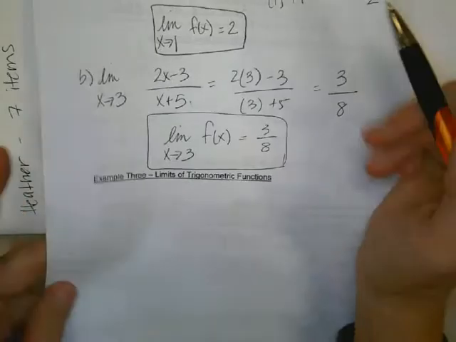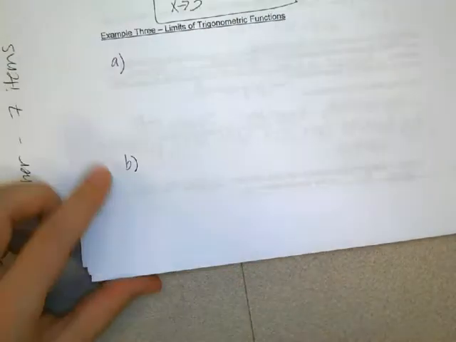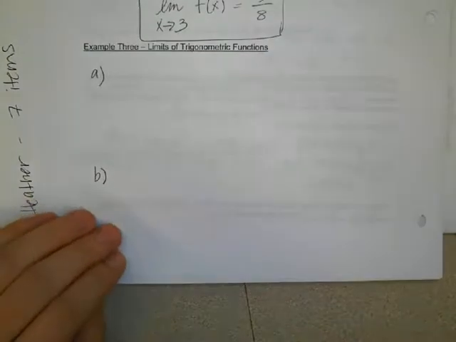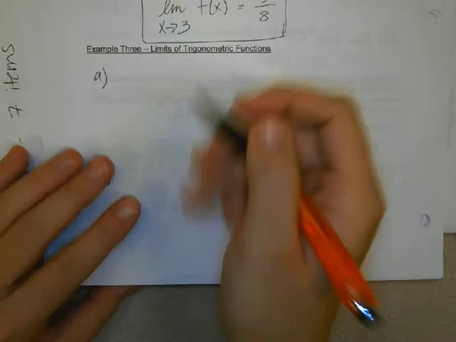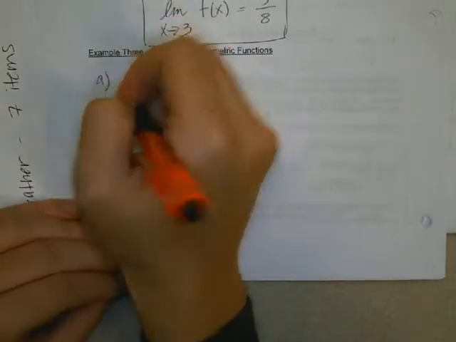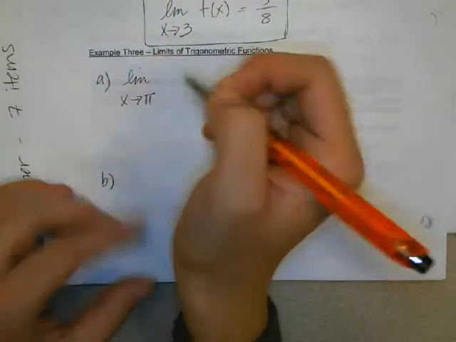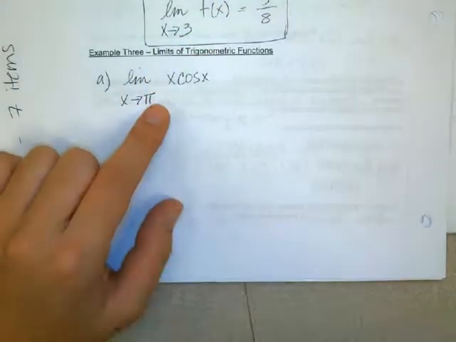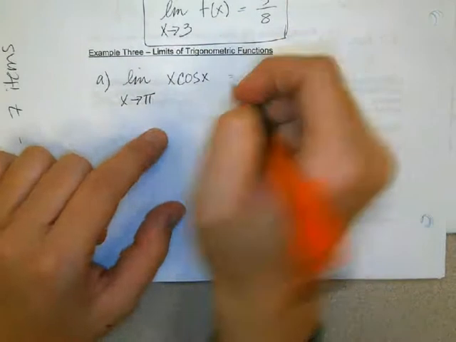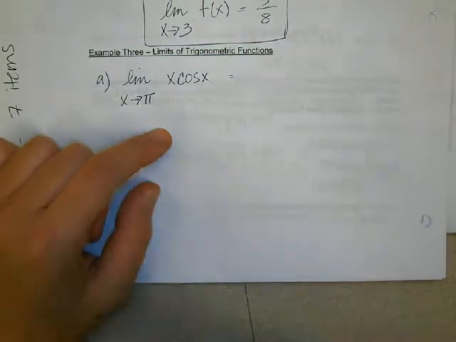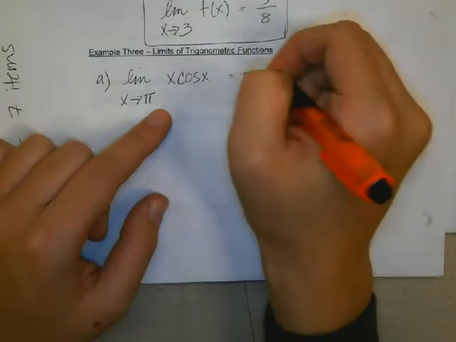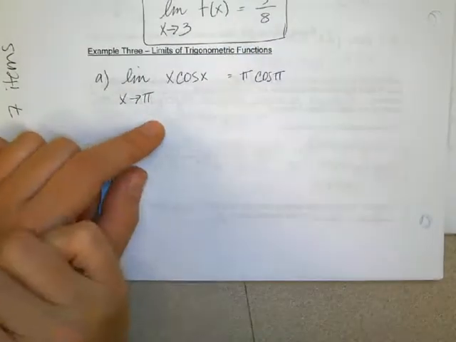Alright, make an a and a b here. Now, you will sometimes have functions that have trig parts to them, such as this one. The limit as x approaches pi of your function x times cosine x. The method still remains the same. We're going to try to directly substitute first. And if it doesn't work, then there are other options we can use. But this is definitely the first option I want to try.